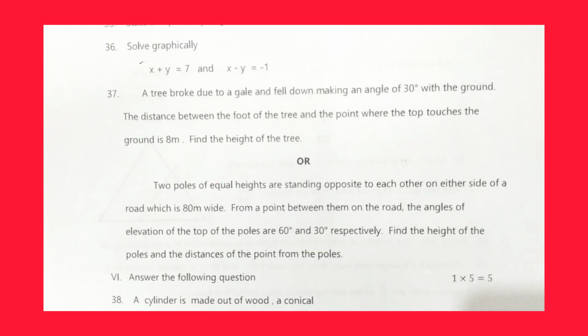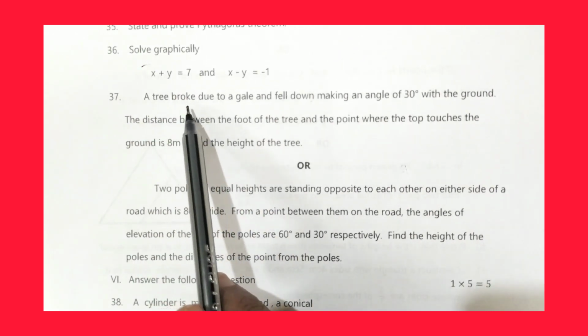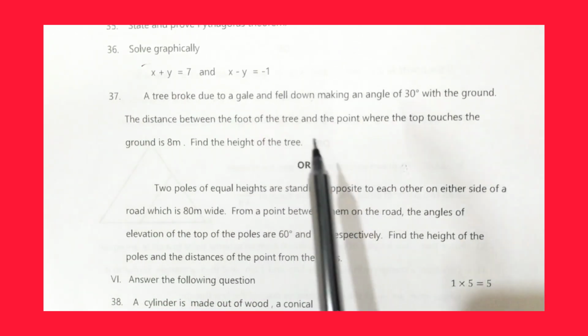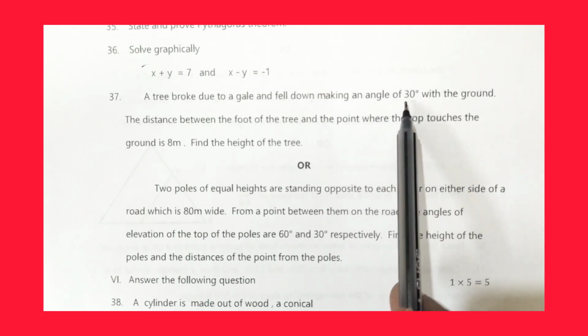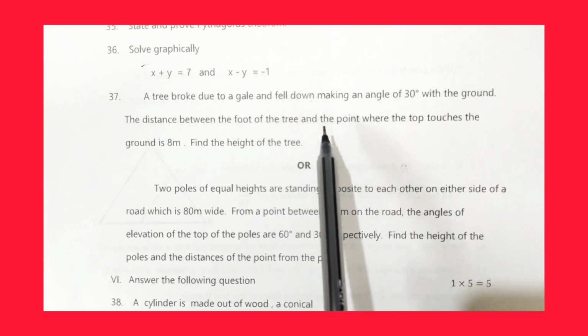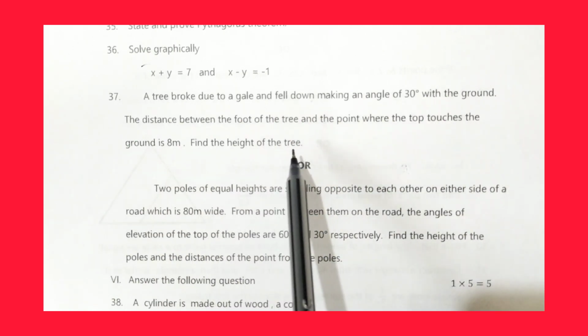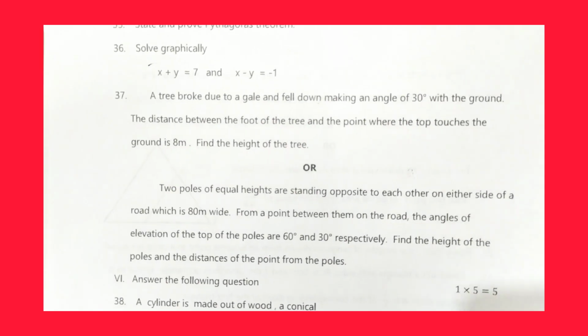That is related to applications of trigonometry. So now let us move to the 37th question. A tree broke due to gale and fell down, making an angle of 30 degrees with the ground. The distance between the foot of the tree and the point where the top touches the ground is 8 meters. So we have to find the height of the tree. So let us answer this question now. In that one, one more internal choice question is there. Let us solve both the questions.